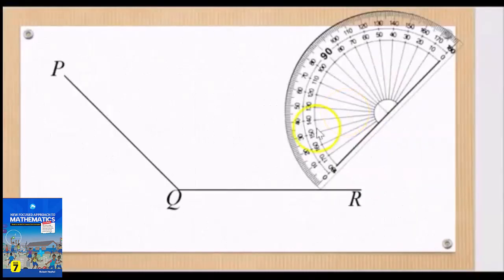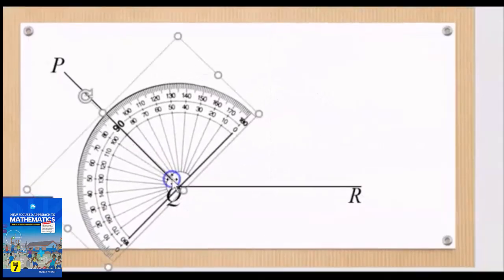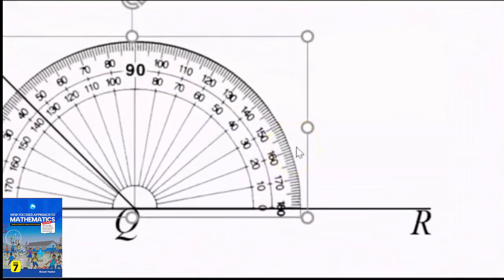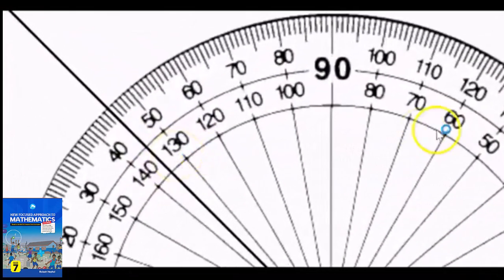Let's take another example. In this example, we want to measure an obtuse angle PQR, or we can say RQP. Again, we make sure the middle line of our protractor coincides with the meeting point of the angle. So here we have our protractor positioned very well, and now we are going to take our reading. Again, we are starting from the QR line, which is our baseline, and we go anti-clockwise. Once again, you realize that as you move in the anti-clockwise direction, our angle keeps on increasing.